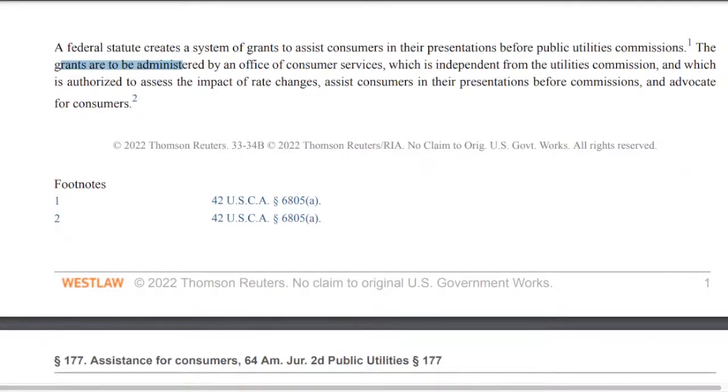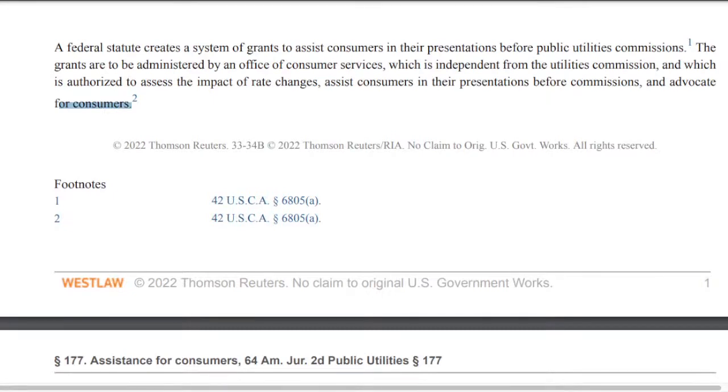A federal statute creates a system of grants to assist consumers in their presentations before public service commissions. The grants are to be administered by an Office of Consumer Services, which is independent from the Utilities Commission and which is authorized to assess the impact of rate changes, assist customers in their presentations before commissions, and advocate for consumers. 42 USC.